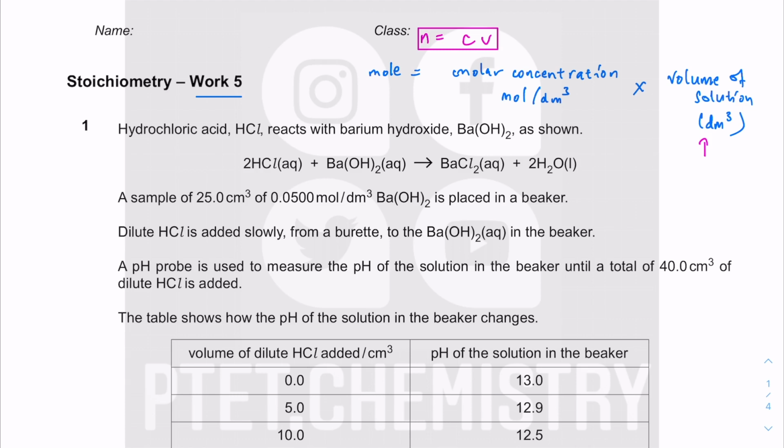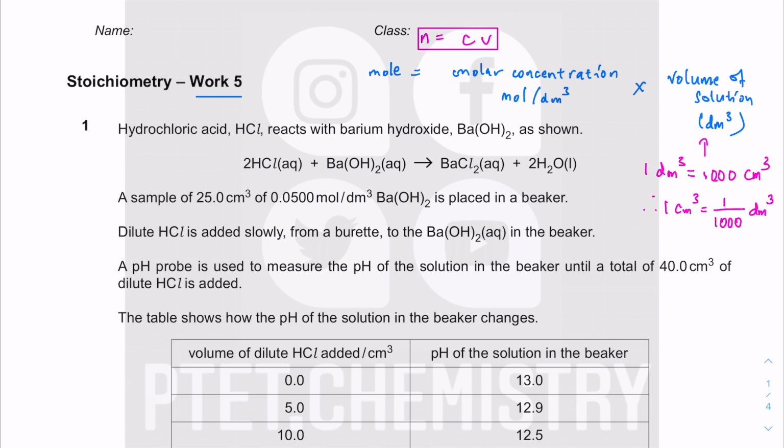Specifically, this is in dm cube, so you gotta know that 1 dm cube equal to 1000 cm cube. And as such, therefore, if you want to convert cm cube to dm cube, we divide by 1000 into dm cube. I usually never bother to convert it, except to just show that it's divided by 1000, because I can express it on my calculator later on.